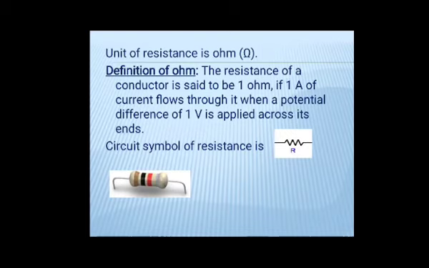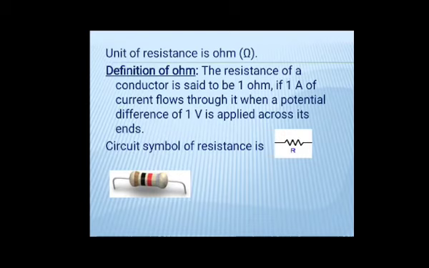Okay. SI unit of resistance is ohm. Then the definition of 1 ohm: the resistance of the conductor is said to be 1 ohm if 1 ampere of current flows through it when a potential difference of 1 volt is applied.